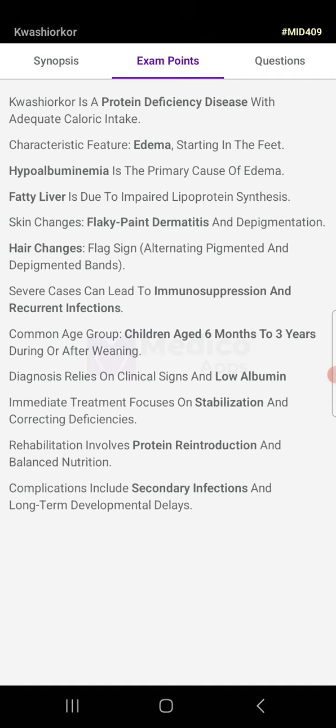Severe cases can lead to immunosuppression and recurrent infections. Common age group: children aged 6 months to 3 years during or after weaning. Diagnosis relies on the clinical signs and low albumin. Immediate treatment focuses on stabilization and correcting the deficiency. Rehabilitation involves protein reintroduction and balanced nutrition. Complications include secondary infection and long-term developmental delays.